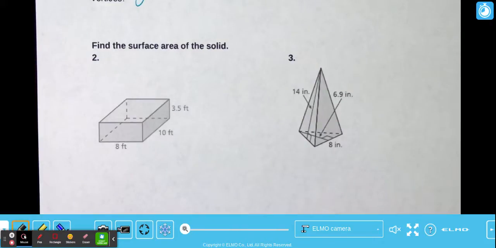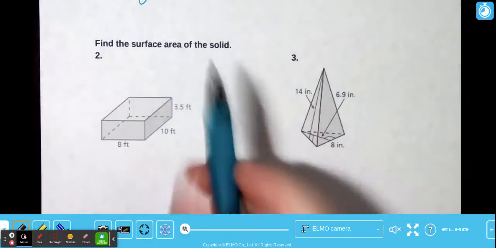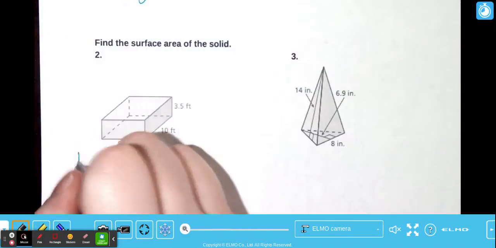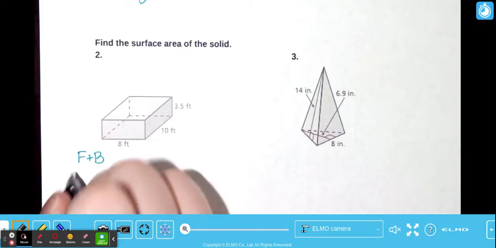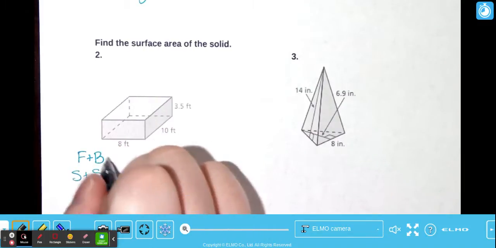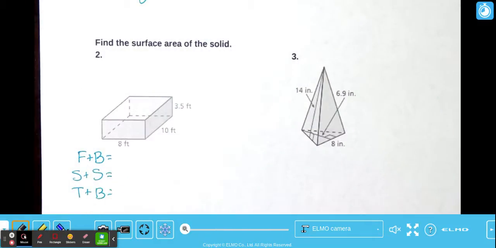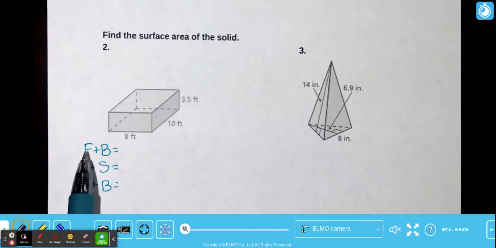So I could find the area of all 6 faces, or I could find the area of 3 of them because the other 3 match. So what does the front match with? The back. What does the side match with? The other side. Okay, what does the top match with? The bottom. Okay, so we just count up and make sure we have all the faces. 1, 2, 3, 4, 5, 6 faces.